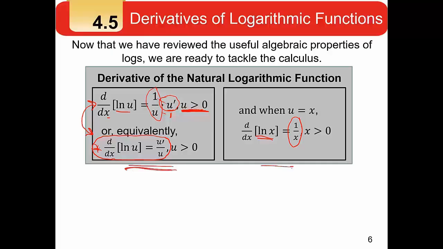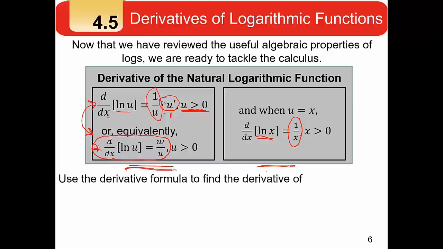If it really is just x, the derivative of natural log of x is 1 over x. Okay, so that's the formula, one of those two variations that we'll be using to do these problems in this section.